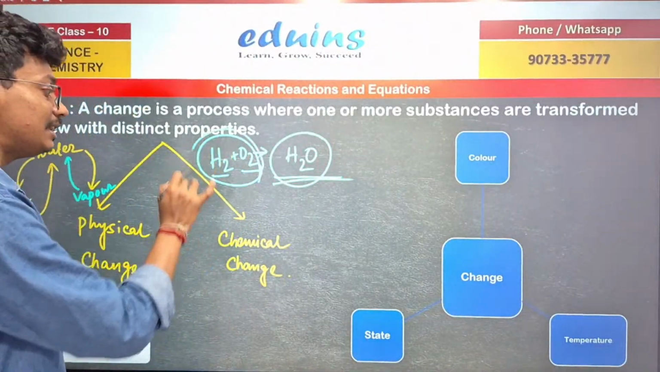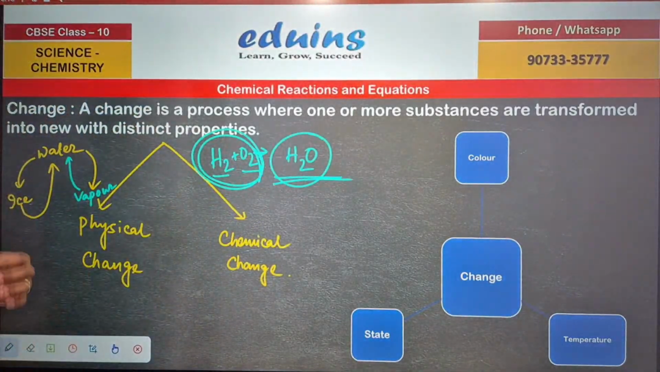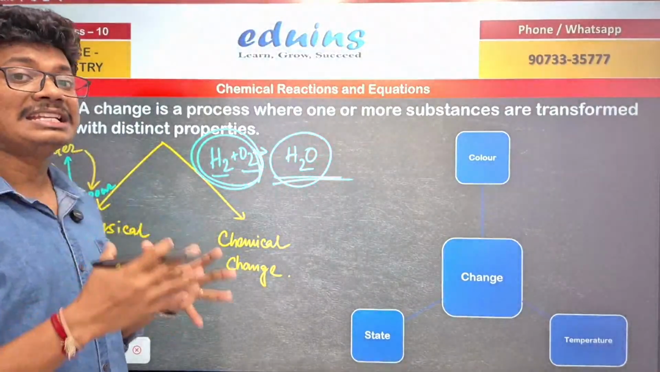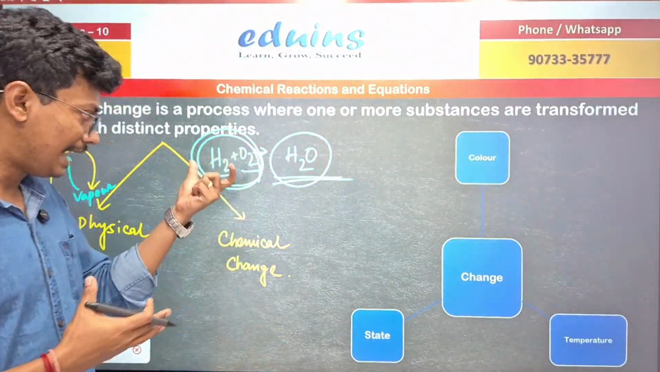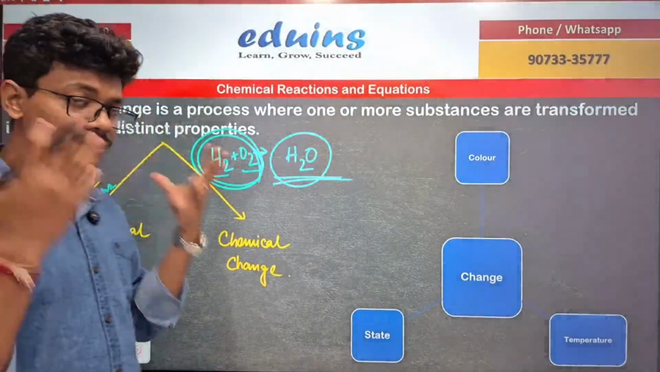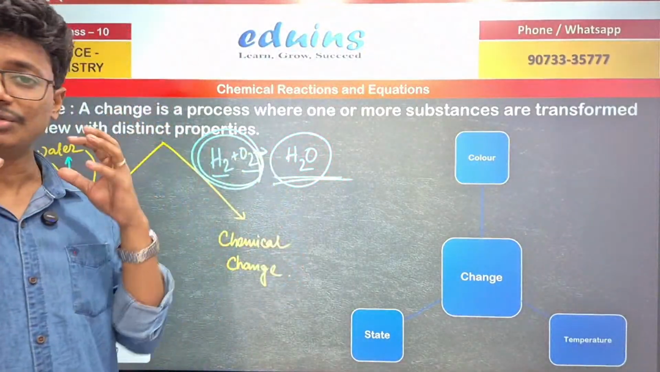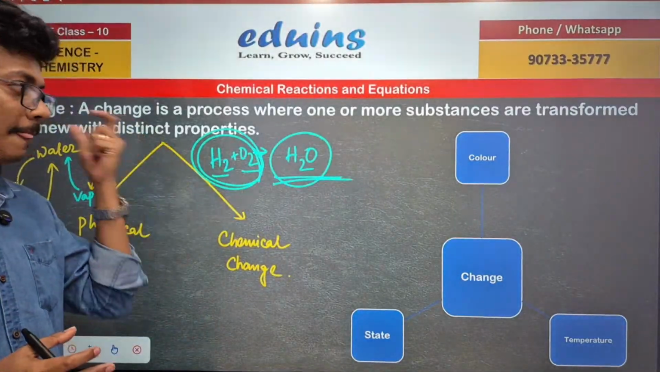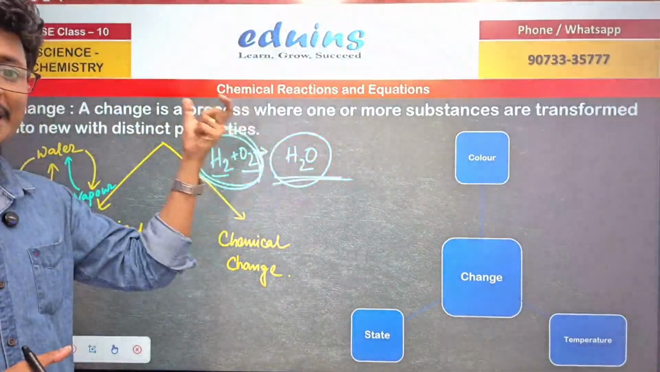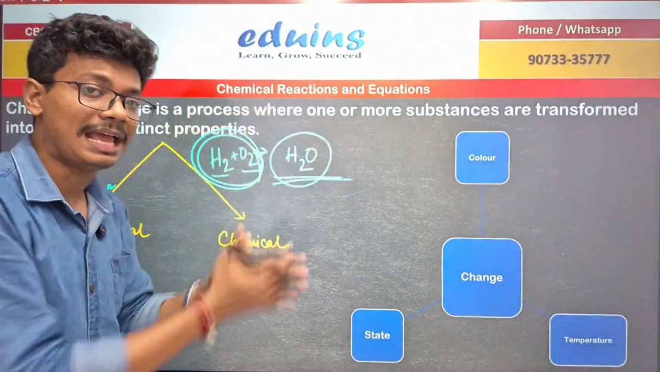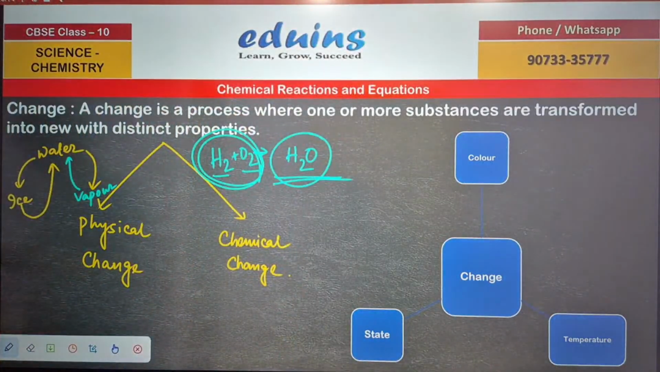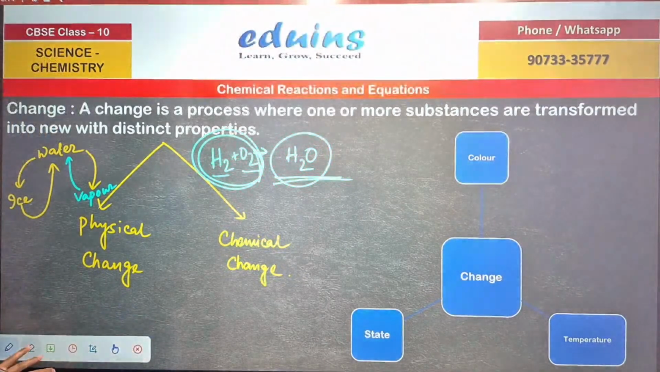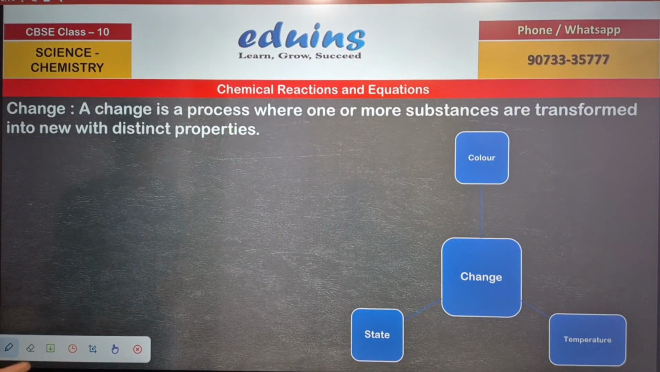It actually converted, or changed its properties. Hydrogen is an individual gas, oxygen is also a gas. They have different properties, but water is different from these gases, and this change is called chemical change. Clear? Clear to all of you?